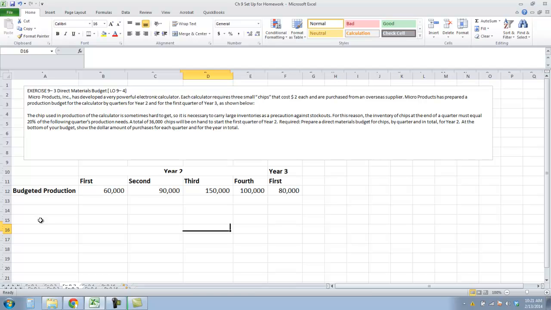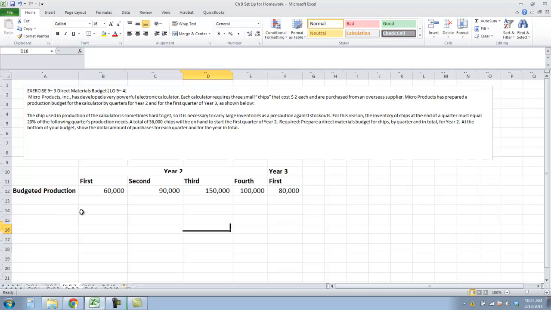Each calculator requires 3 small, quote-unquote, chips that cost $2 each and are purchased from an overseas supplier. Microproducts has prepared a production schedule budget for the calculators by quarter for year 2 and for the first quarter of year 3. The chip used in the production of the calculator is sometimes hard to get, so it's necessary to carry large inventories as a precaution against stockouts. For this reason, inventory of the chips at the end of the quarter must equal 20% of the following quarter's needs. A total of 36,000 chips will be on hand to start the first quarter of year 2.